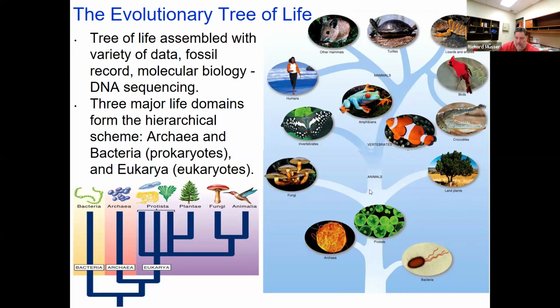And then the branching off: some become land plants, some become fungi, and then some follow the animal lineage, that kingdom. And of course, then we can see branching; some become invertebrates. Actually, the vast majority of animals are invertebrates. And then we can see that the vertebrate lineage becomes these various types of vertebrates.